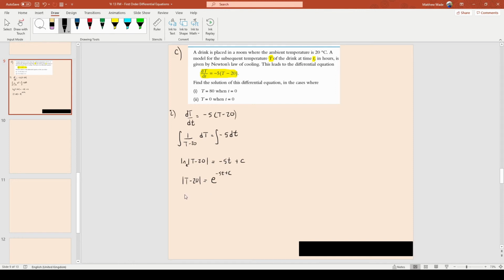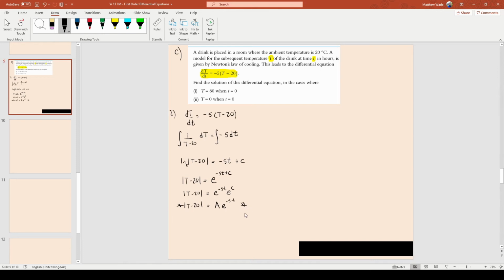We're going to use the index laws and split it down. So here we go. Modulus T take 20, and then this is going to be e to the minus 5t times e to the c. Now, this is just a number raised to a number, so you may as well replace it with just its own variable. So modulus T take away 20, and I'm just going to let e to the c equal capital A. And then I'll have A e to the minus 5t, bish, bash, bosh.